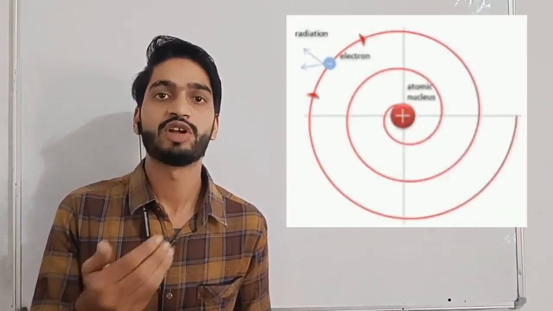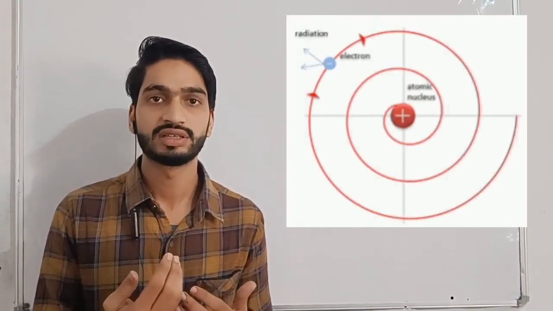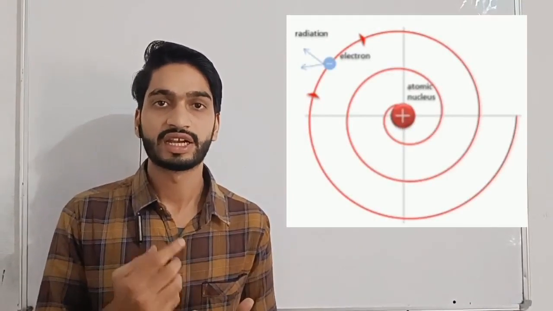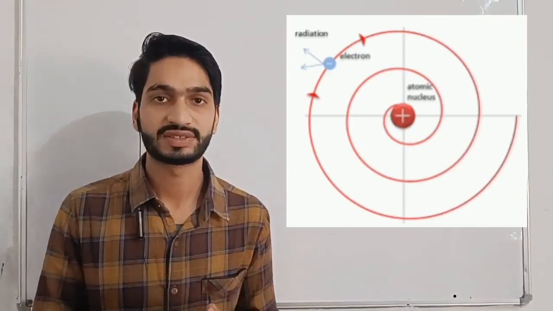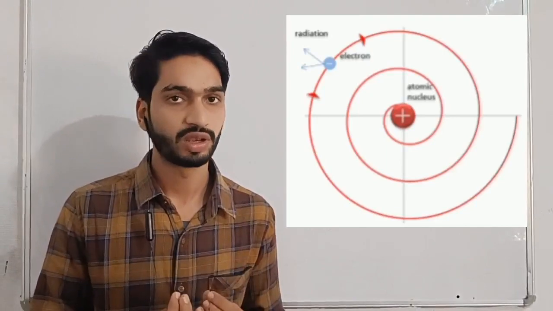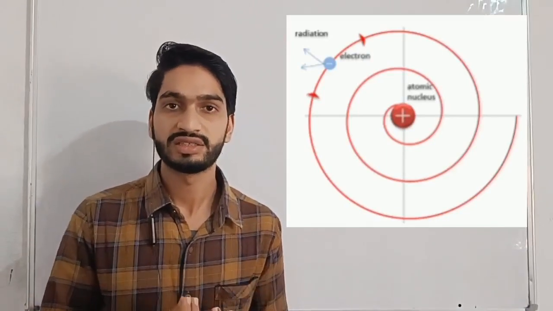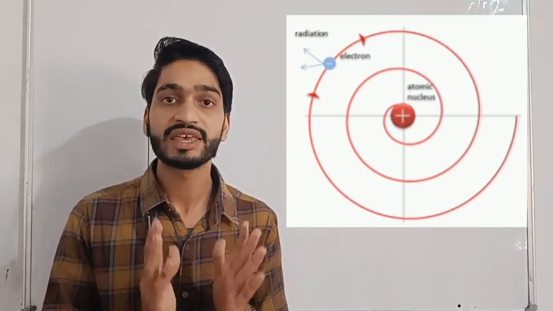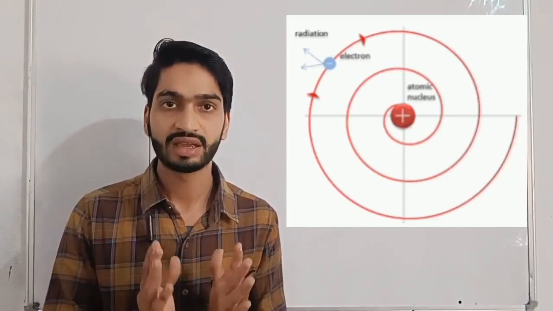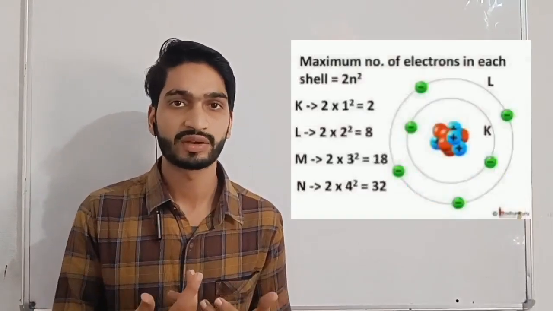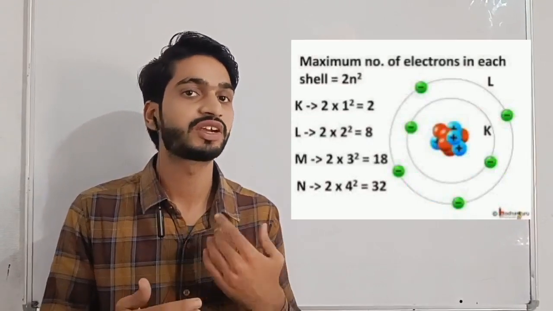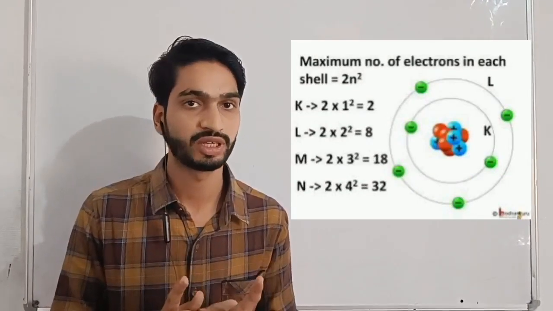Niels Bohr said that when electrons are revolving around the nucleus in continuous motion, electrons do not radiate energy because the size of electrons is very small. Therefore, they do not radiate energy, and he was able to explain the stability of an atom. He also stated that electrons revolve in stationary orbits. He gave us one formula, 2n square, from which we can calculate the number of electrons revolving in a single orbit.